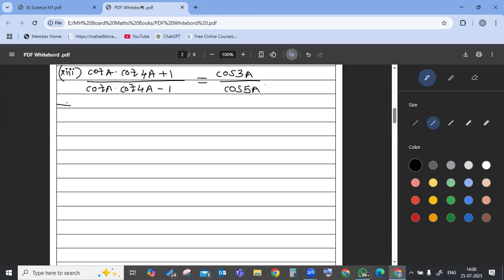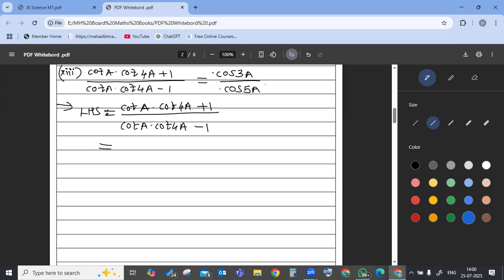Okay, let's get started with LHS. Now you dictate LHS with me. You say after me, repeat after me. Yes, read it aloud after me. I'm not able to hear you. Cot A into cot 4A plus 1 upon cot A into cot 4A minus 1.